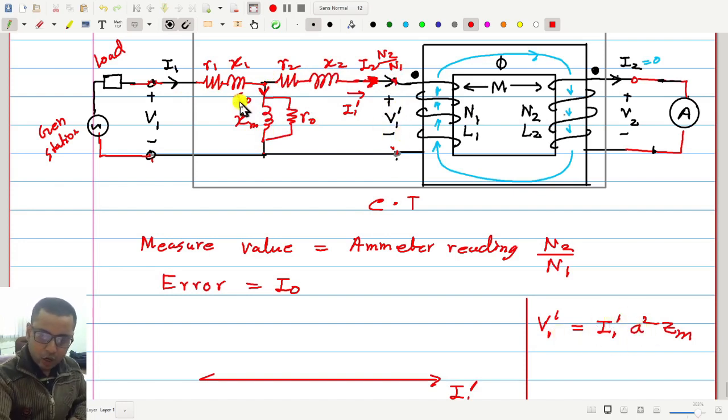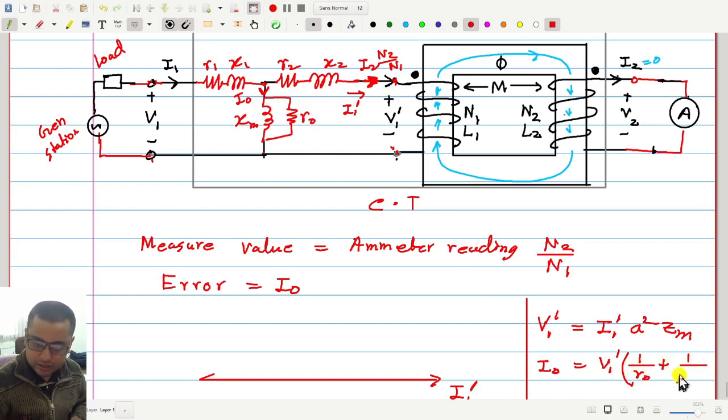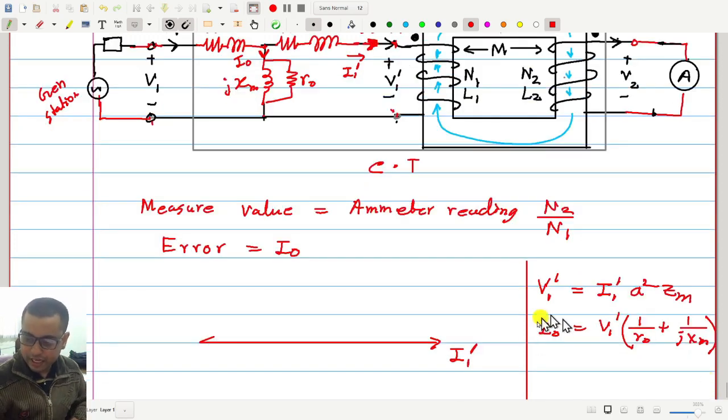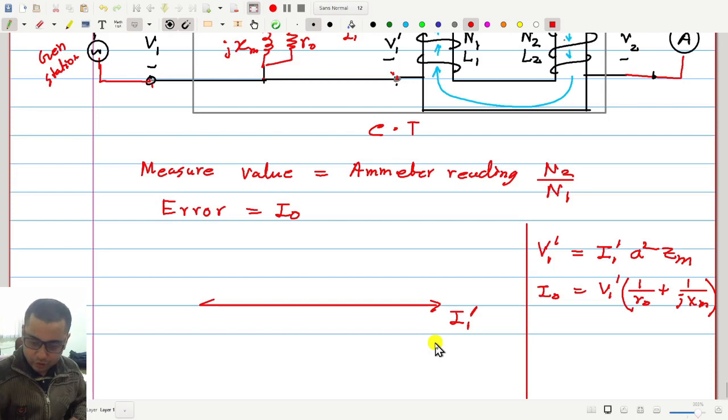Now how much is I0? I0 is then V1 prime multiplied by 1 over R0 plus 1 over jXM. This is I0: V1 prime multiplied by current through R0 plus current through XM. Now this I0 we have to add. But before that, let me draw.